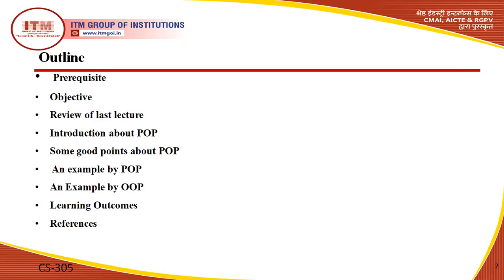And here we have some introduction about procedural-oriented programming, because we have had so much discussion about object-oriented programming. So here we have a small discussion on the POP. Now I have some good points about the POP that I have mentioned here. Next I have an example of POP, and similarly I have an example of object-oriented programming. So here we'll discuss all these things with the help of the practical approach. Now at last we'll go to the conclusion of the video. So we have some learning outcomes here and the last references.